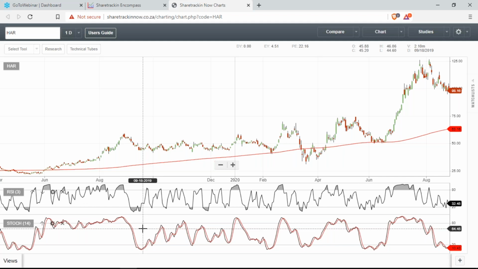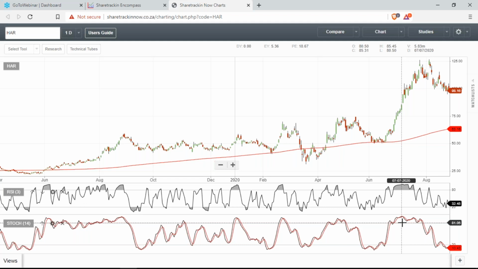My RSI had an upwards movement, and my stochastic crossed and started moving upwards, still below 20. So at that point, I will buy that share. Now I would hold on to that share, let's say up until here. Both my RSI and stochastic did tell me that this share is overbought currently. My stochastic crossed and I could have climbed out.